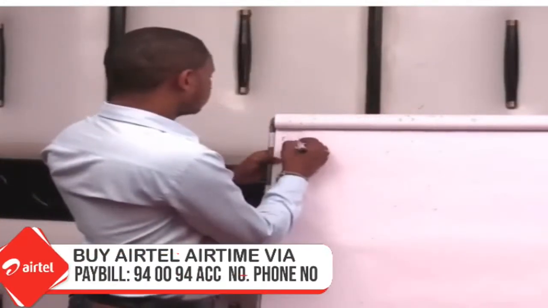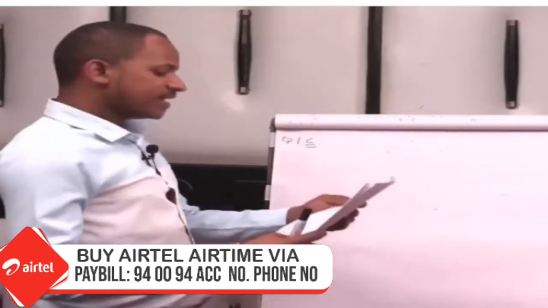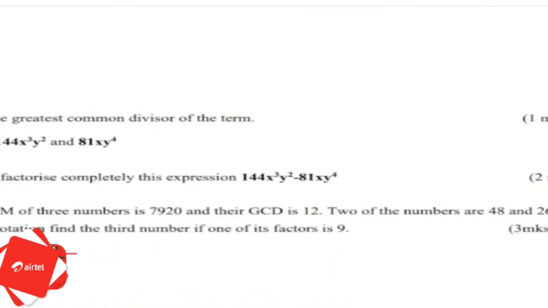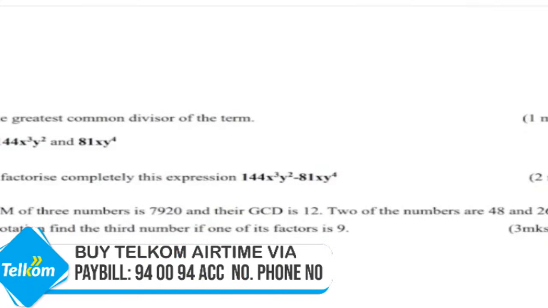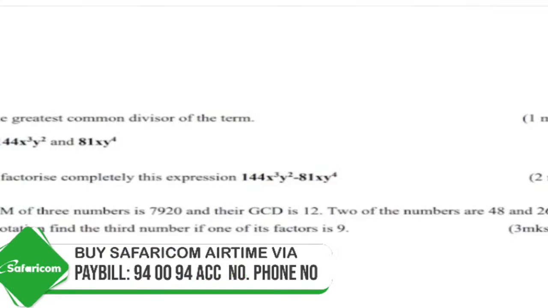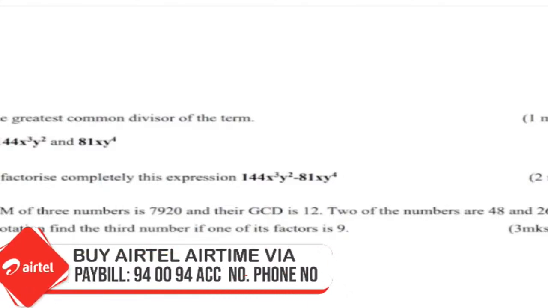Then question 1C. The LCM of three numbers. Class, I think I can bet that this is going to come. Such a question is going to come. The LCM of three numbers is equal to 7,920, and their GCD equals 12. Two of the numbers are 48 and 264. Using factor notation, find the third number, if one of its factors is 9.